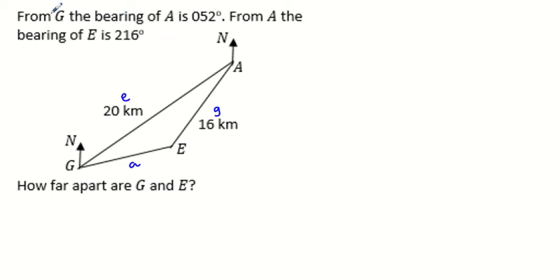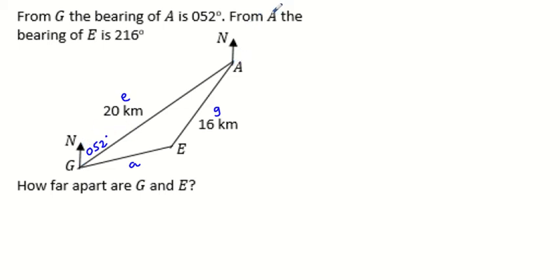Now, from the question, when it says from G, that wants you to start at G and work your way clockwise from the north line. So from G, the bearing of A, when you reach A, you have 52 degrees. So I'm going to squeeze in 052. Okay, so that's from G to this line here that takes you to A.